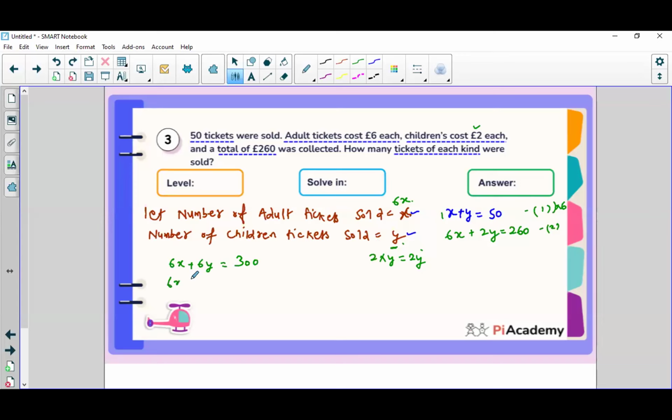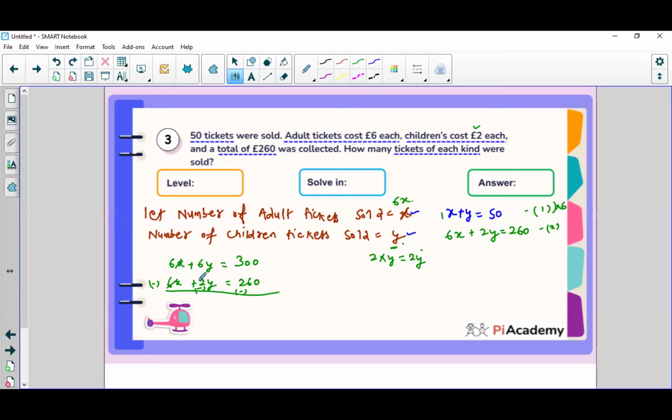Next, 6x plus 2y equals 260. Now, the second step is what? I have to look at the signs, guys, whether they are the same or opposite. I can see they have the same signs, so we should perform subtraction here. So this 2y will become negative, and this 260 will become negative. So this positive 6x and negative 6x will make a 0 by cancelling out.